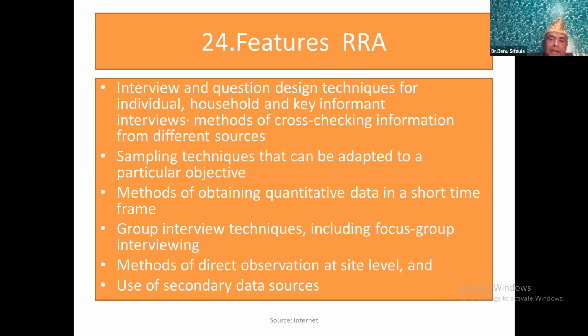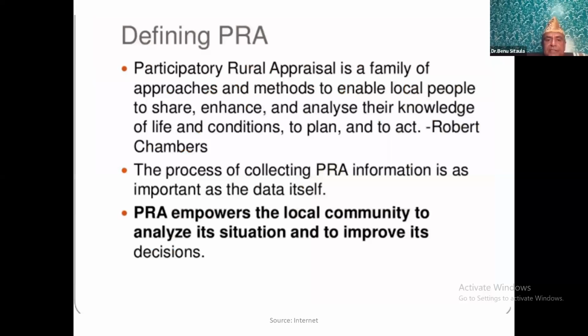Now, these are the features of the rapid rural appraisal. In a rapid rural appraisal, interview and question design techniques for individual, household, and key informant formats. Interview methods of cross-checking information from different sources. Similarly, sampling techniques that can be adapted to particular objectives and methods of obtaining qualitative data in a short time frame. Similarly, group interview techniques, including focus group interviewing, can also be used in the rapid rural appraisal. And methods of direct observation at the site level, and another feature is the use of secondary data sources.